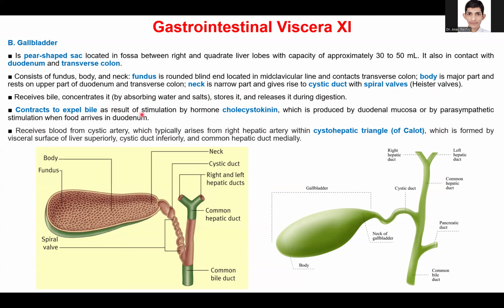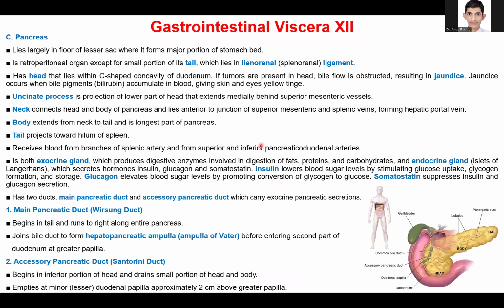Contracts to expel bile as a result of stimulation by hormone cholecystokinin, which is produced by duodenal mucosa, or by parasympathetic stimulation when food arrives in duodenum. Receives blood from cystic artery, which typically arises from right hepatic artery within cystohepatic triangle of Calot, which is formed by visceral surface of liver superiorly, cystic duct inferiorly, and common hepatic duct medially.